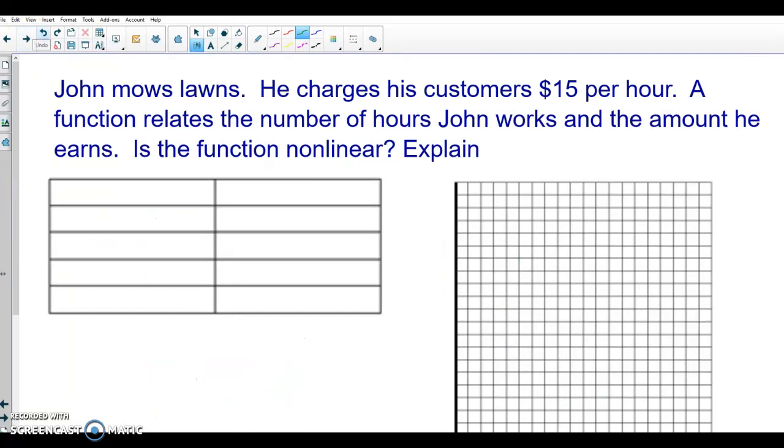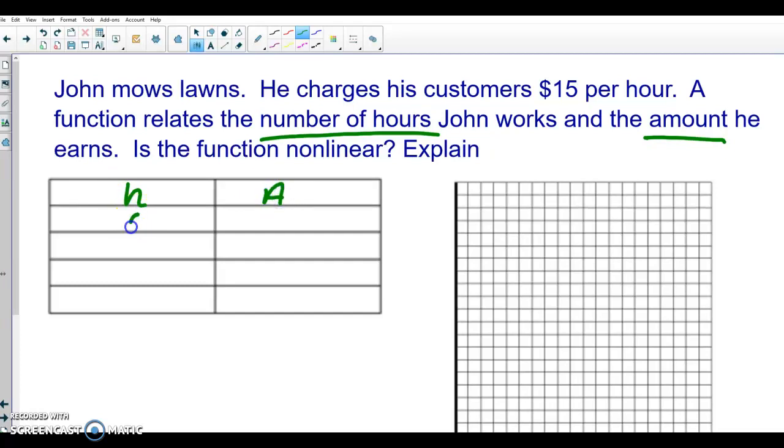Okay, now copy down the next situation onto your notebook paper, and you can pause the video while you do that. So John mows lawns. He charges his customers $15 per hour. A function relates the number of hours, so that's my input, John works, to the amount he earns. Is the function nonlinear? So we're going to talk about the number of hours to the amount of money he earns. So we're going to say amount.